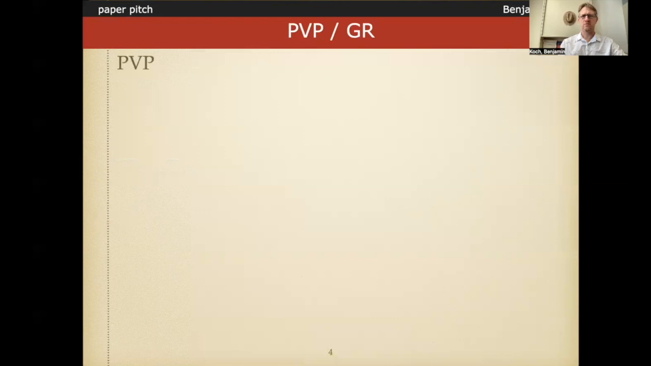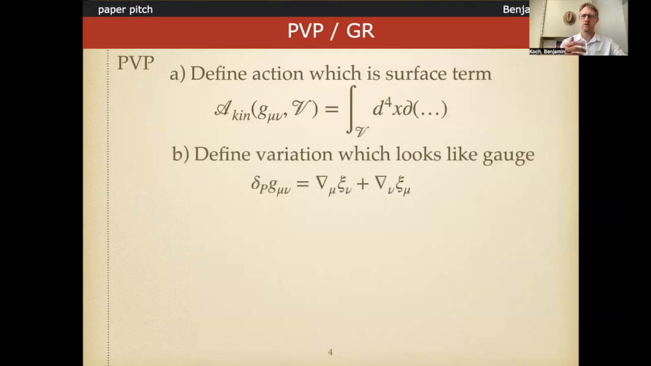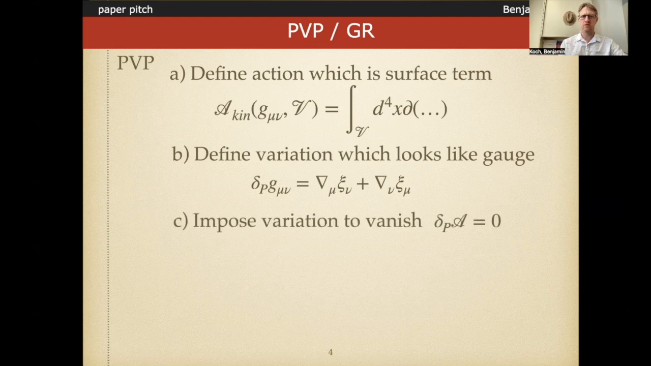So what is this modified variational principle? In essence, it has 4 steps. First, one defines an action, which is a boundary action. Then one has to define a variation, which looks like a gauge transformation, but is not. Then one has to impose that these variations vanish on the surface. And finally, one has to define these surfaces as a class of boundaries.